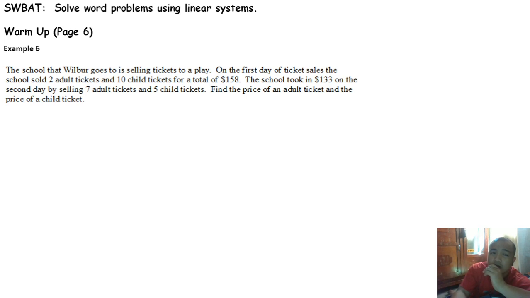The school that Wilbur goes to is selling tickets to a play. On the first day of ticket sales, the school sold 2 adult tickets and 10 child tickets for a total of $158. The school took in $133 on the second day by selling 7 adult tickets and 5 child tickets. Find the price of an adult ticket and the price of a child ticket. That's the question. What is the price of an adult ticket and what is the price of the child ticket?